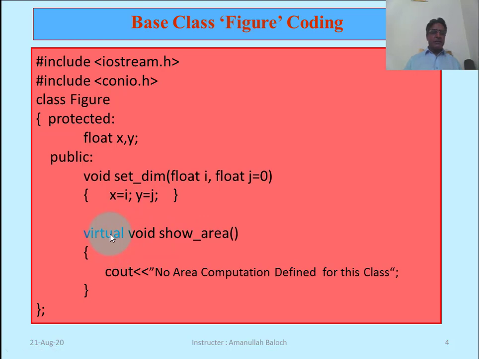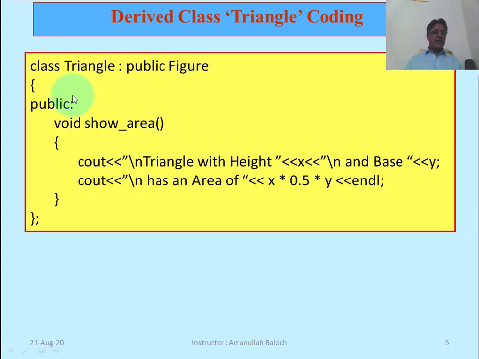For the base class, this showArea function has no meaning, but it will provide the coordination between different derived classes during polymorphism. We have a class triangle, which is publicly inherited or derived from class figure. In the public section of this class, we have just showArea.